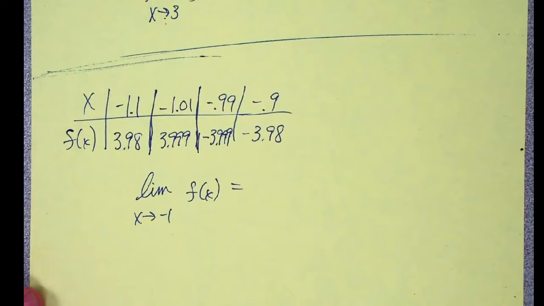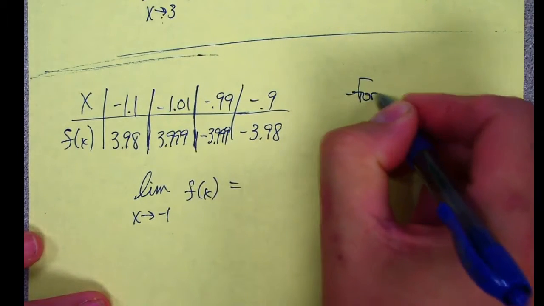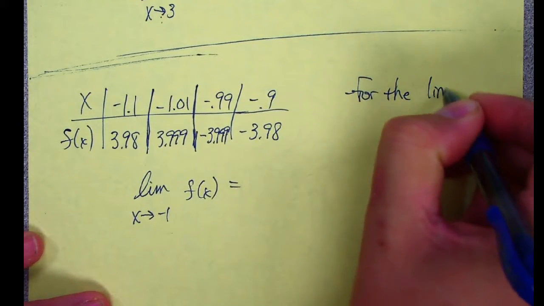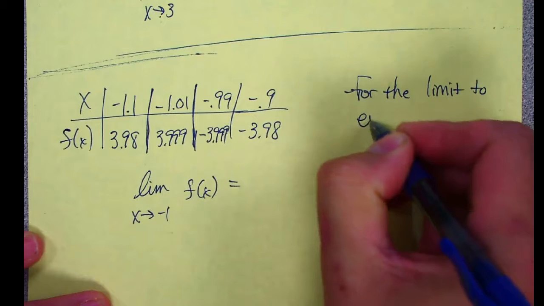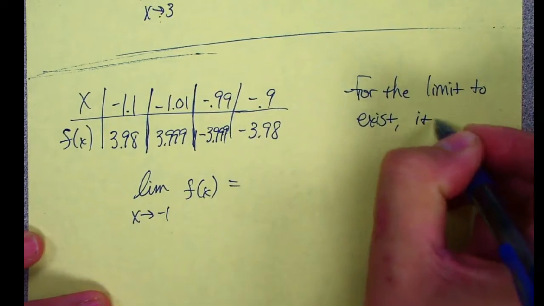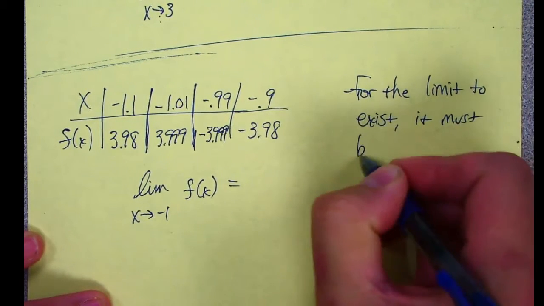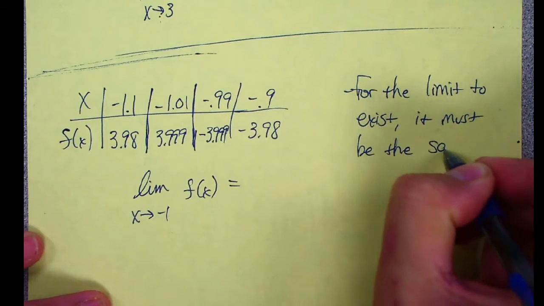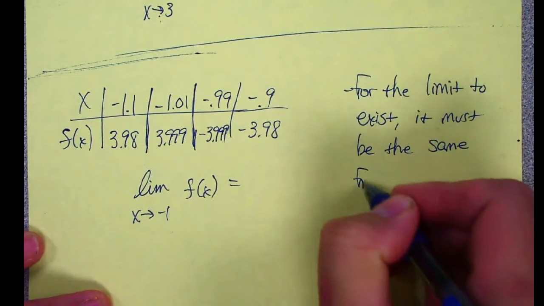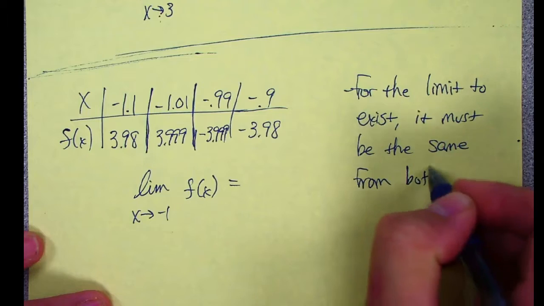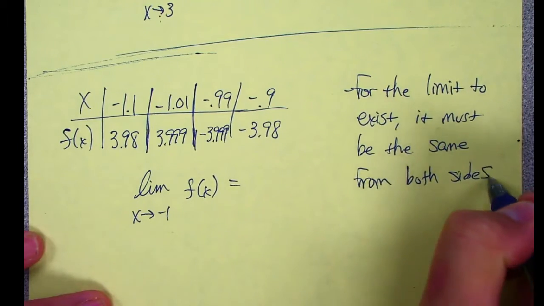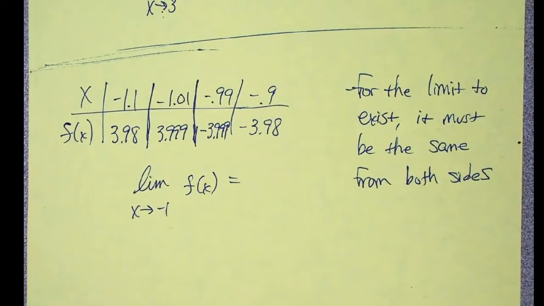All right, the same idea applies here, except there's an extra thing I threw in here. So for the limit to exist, it must be the same from both sides. This might be a little tricky to tell on a table. I think it's easier to tell on a graph. But let's look at it and see what we can come up with.